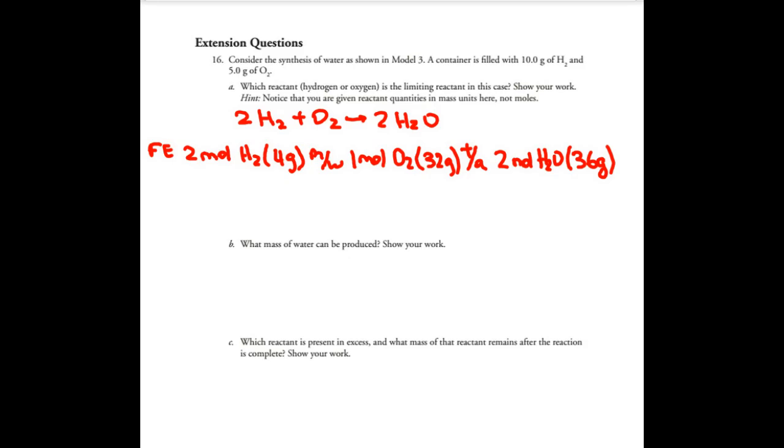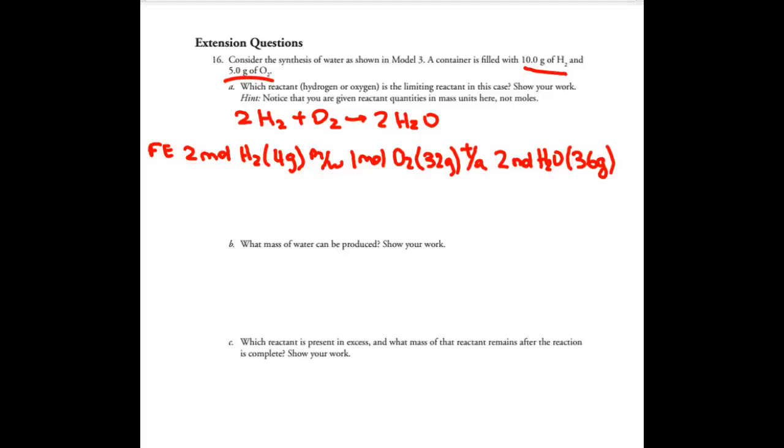For 16A, we're going to see that we need to first write a balanced reaction of the entire reaction itself. Based off of that, we're going to know the for every statement for this reaction. We're starting with 10 grams of H2 and 5 grams of O2. So it's similar to those oodles and that whole notion. So let's see how much water we get when we're starting with 10 grams of H2 and how much water we get when we start with 5 grams of O2. And the logic should be that the limiting reactant is the one that produces the lesser amount of H2O.